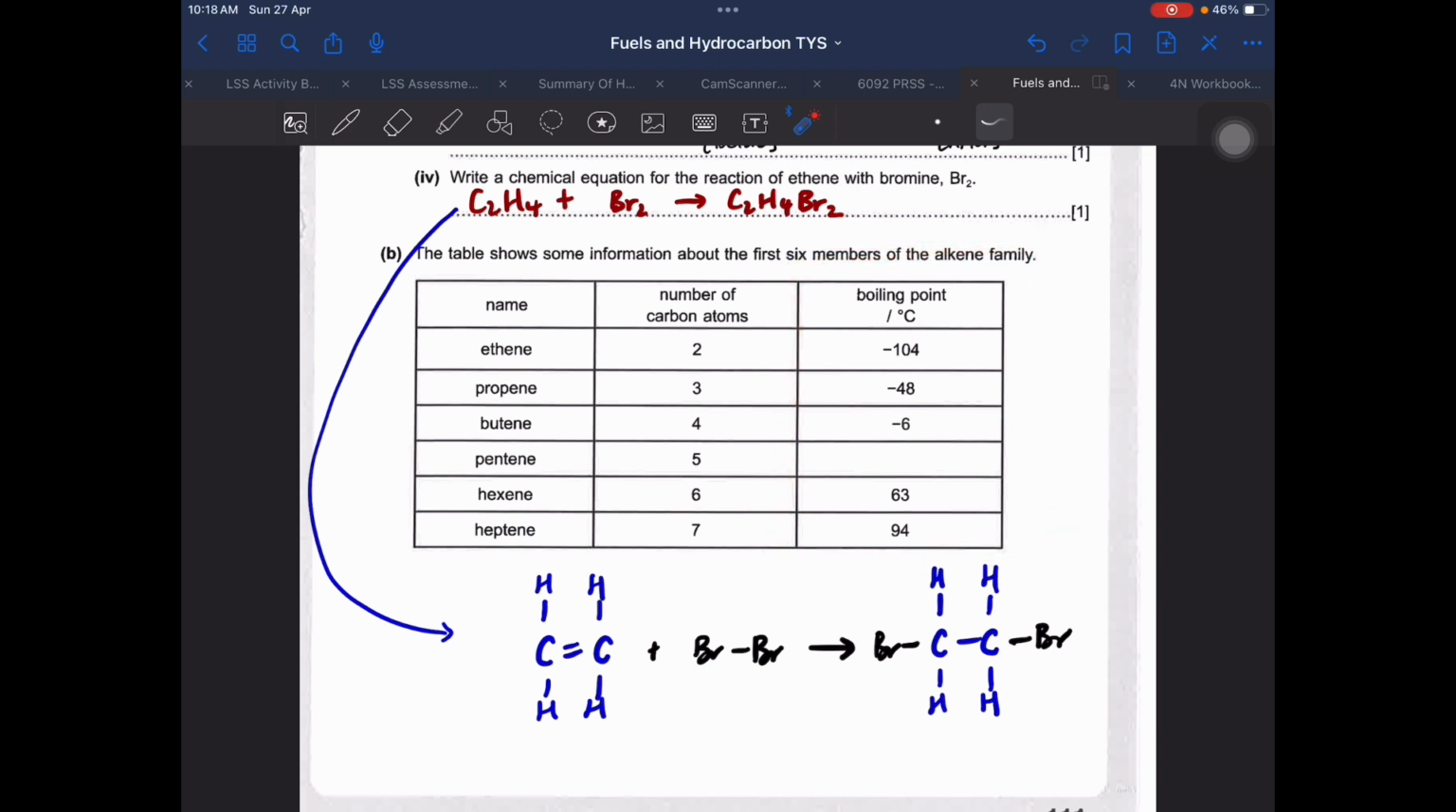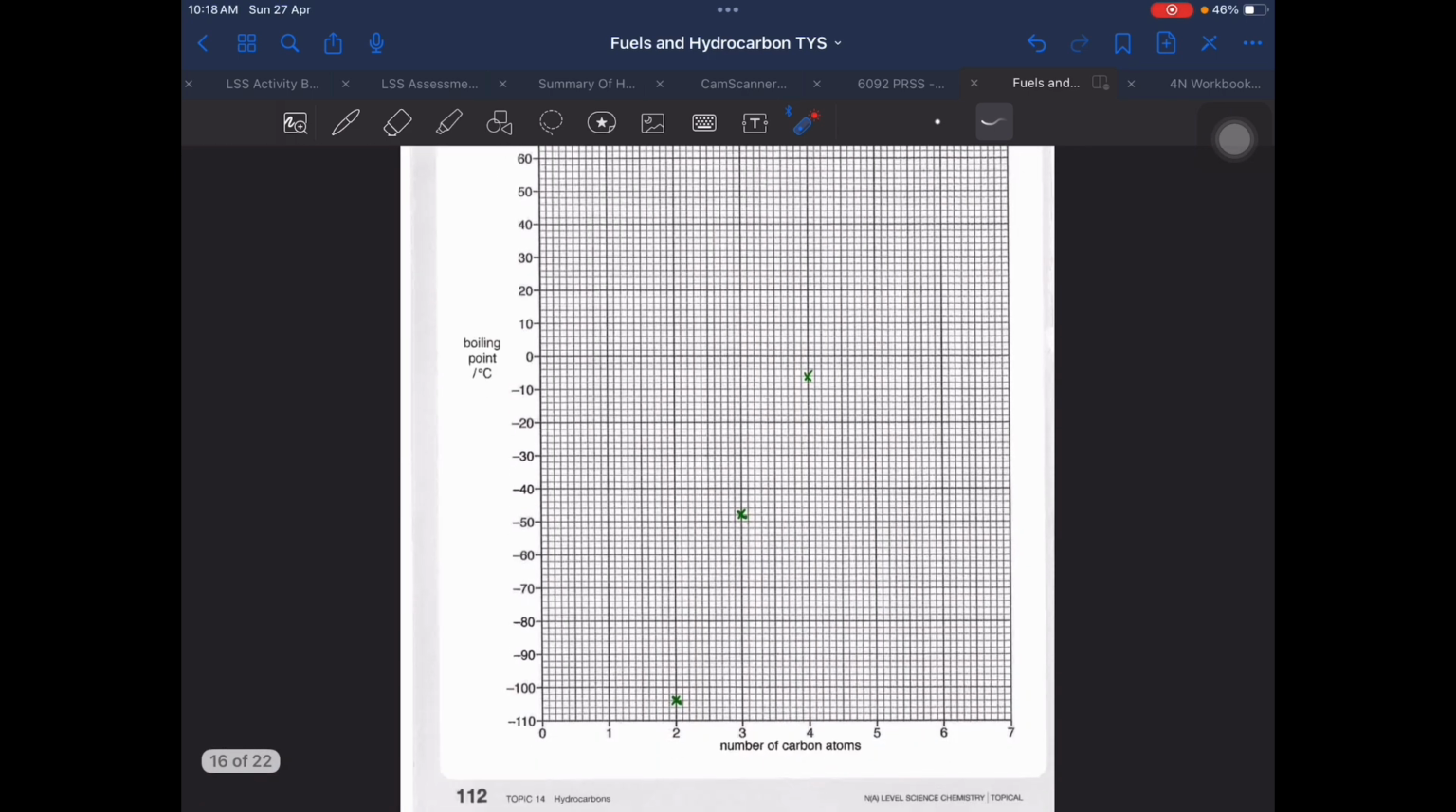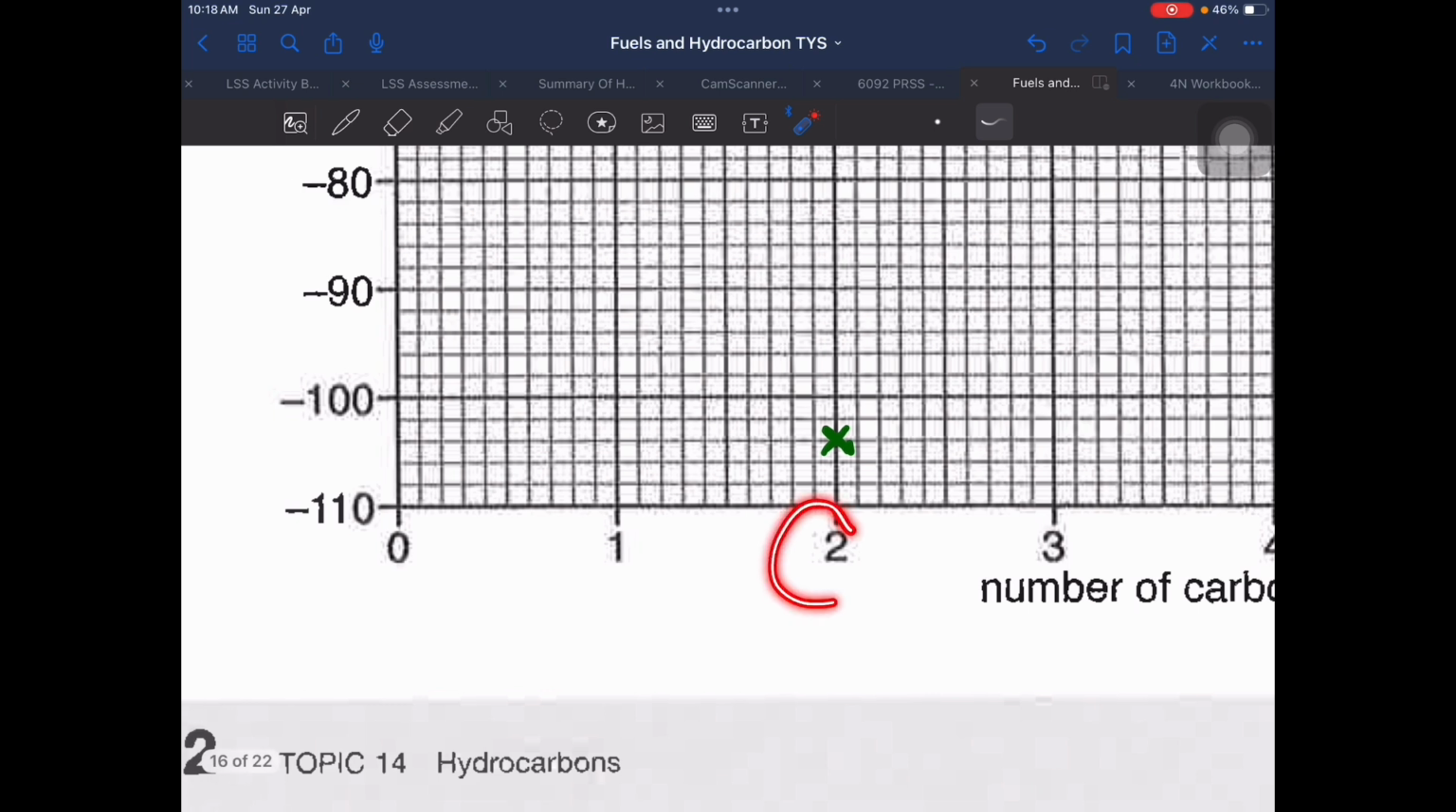Now, plotting a graph is like what you learn in math. You need to count and see the number of boxes and what they represent. So let's take this first one as an example. 2 carbon for negative 104 degrees Celsius. 2 carbon, we trace to find out if it's negative 100, this will be negative 112, this will be negative 114. And then we just put a big cross over here at this point as neat as we can using pencil, and that will be our first point.